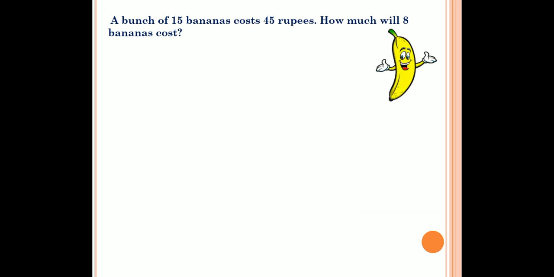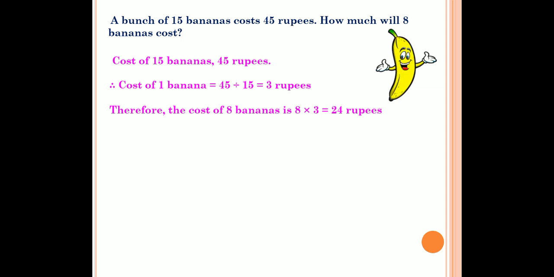Now let us see another example. A bunch of 15 bananas costs rupees 45. How much will 8 bananas cost? Now, the cost of 15 bananas is 45. This is given to you. So now first we have to find the cost of 1 and then find the cost of 8. So now the cost of one banana will be 45 divided by 15.